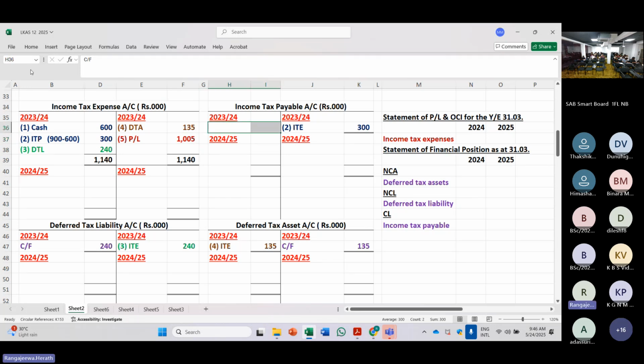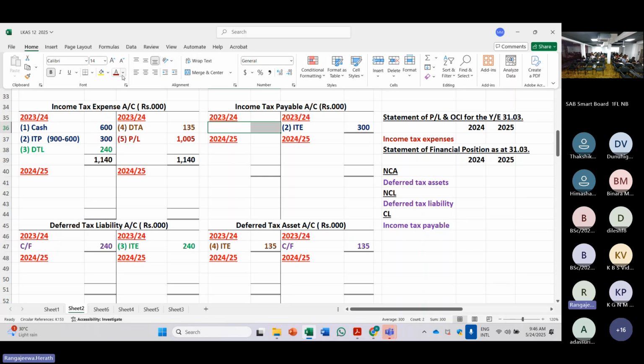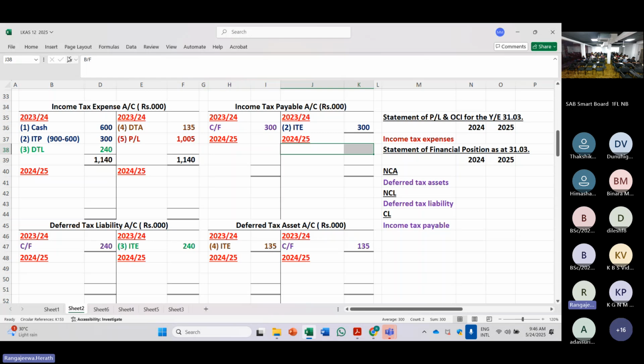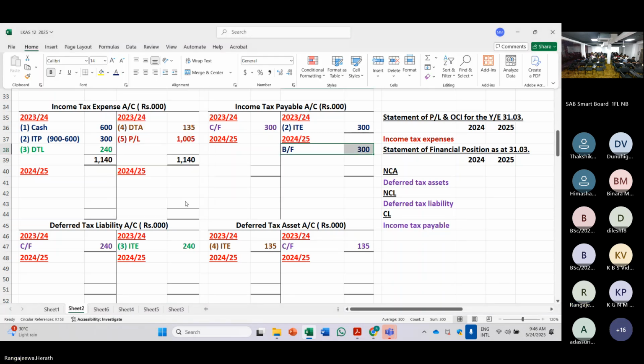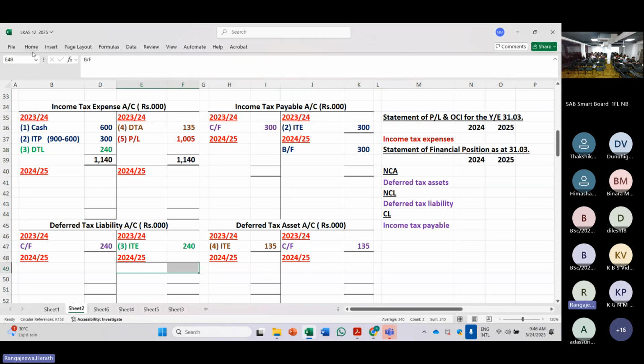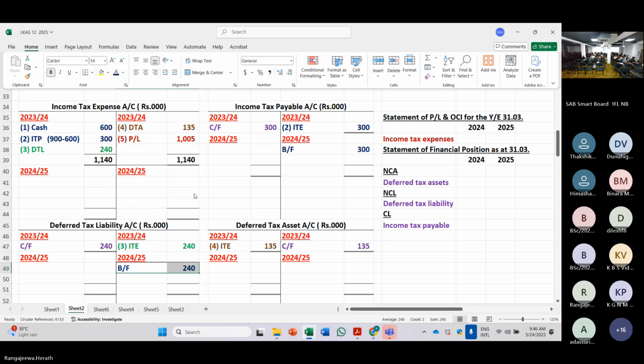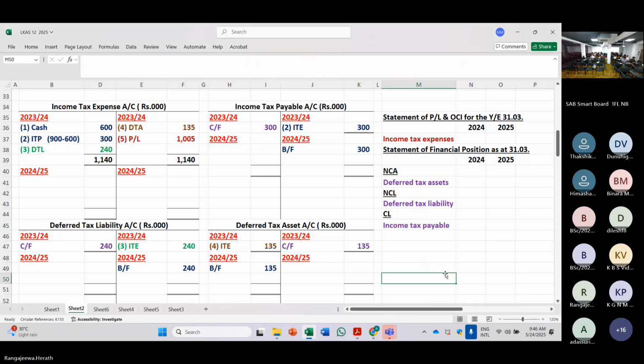So the income tax payable balance carried forward 300. We have the next year brought forward balance 300. Deferred tax liability, 240 carried forward balance becomes the opening balance of the next year. Deferred tax asset 135 becomes the opening balance of the next year. Right.